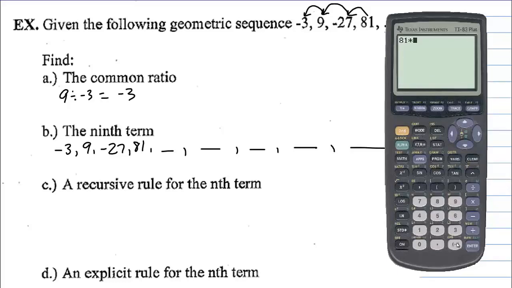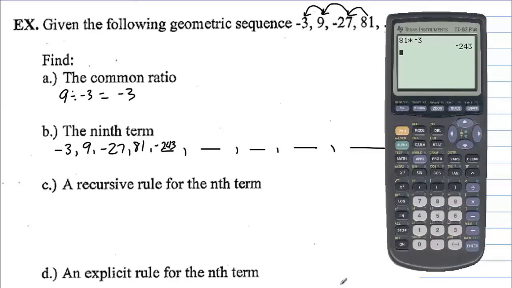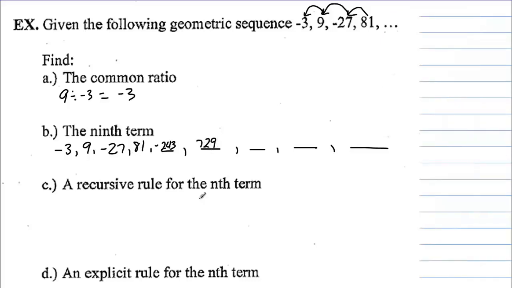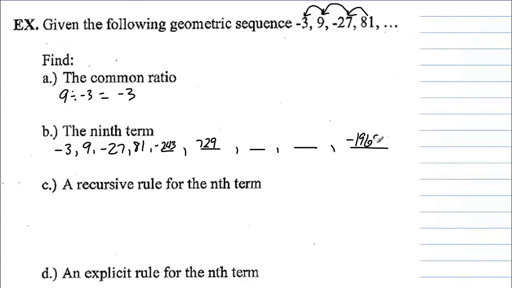81 times -3, that's -243. And then times -3, that's 729. We've got a couple more to do here. Times -3, times -3, times -3. This should do it right here: -19,683.